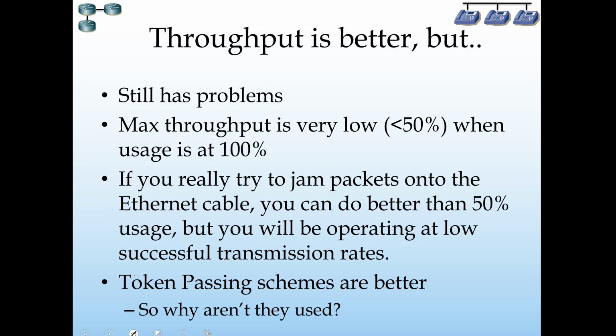Token passing schemes are better, so why aren't they used? And I already explained that a couple of weeks ago. IBM owned Token Ring. That was a token passing scheme. They held on to it and didn't allow it to become an open standard, and as a result, it was expensive, so people didn't use it. Even though Ethernet is not as good of a medium as Token Ring, Ethernet is much, much cheaper, and so from a dollar per bit standpoint, it's a better choice, even though technically it's not.